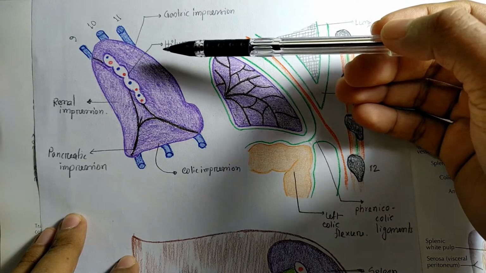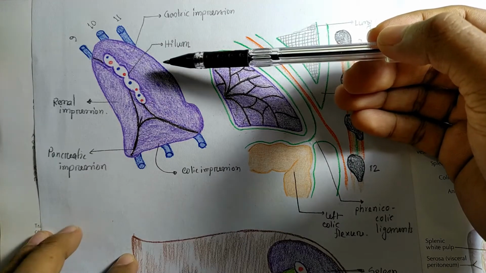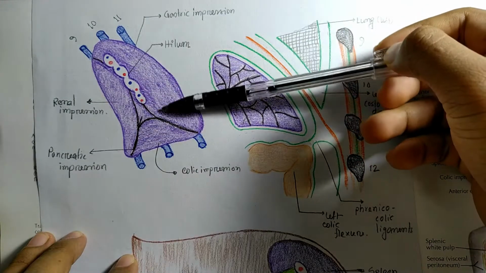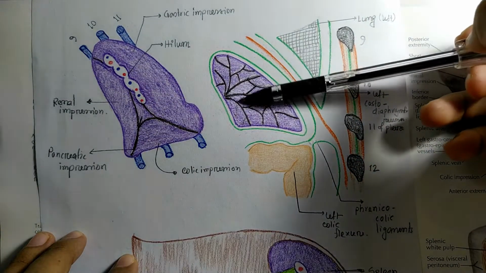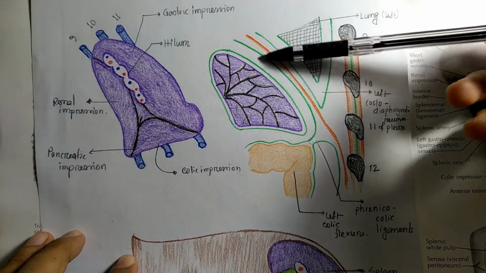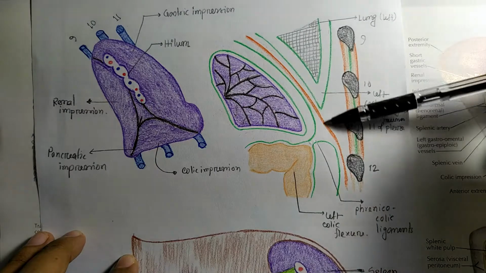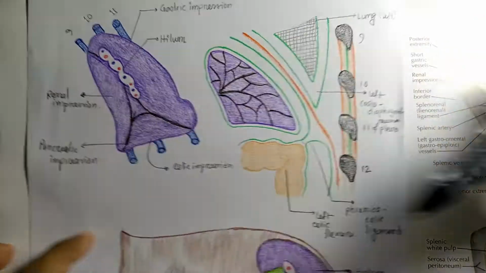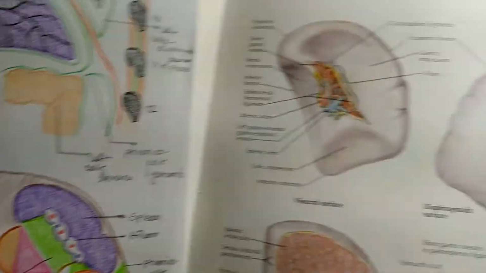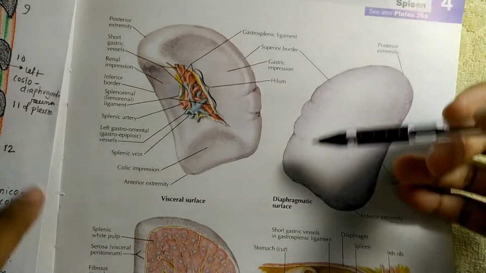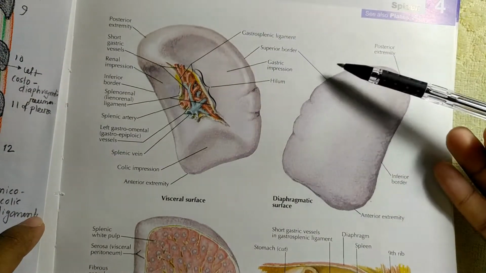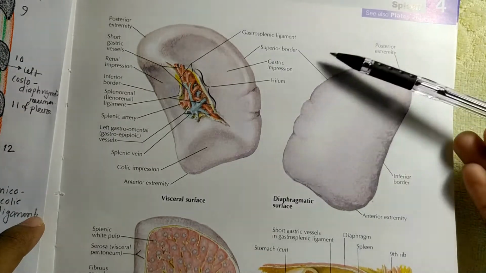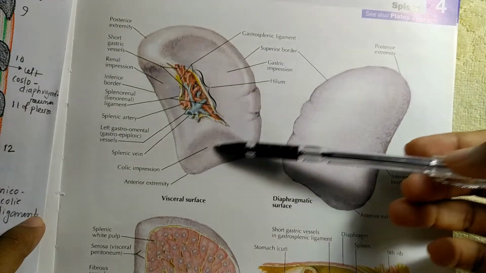It has 2 surfaces. One is the diaphragmatic surface and one is the visceral surface. The surface you are observing here is the visceral surface, and this is the diaphragmatic surface, because as it is a cross section of the diaphragm, this surface lies along the diaphragm. More visually, you can see here, this is the diaphragmatic surface, because here the diaphragm is the only organ that lies here, and this is the visceral surface.